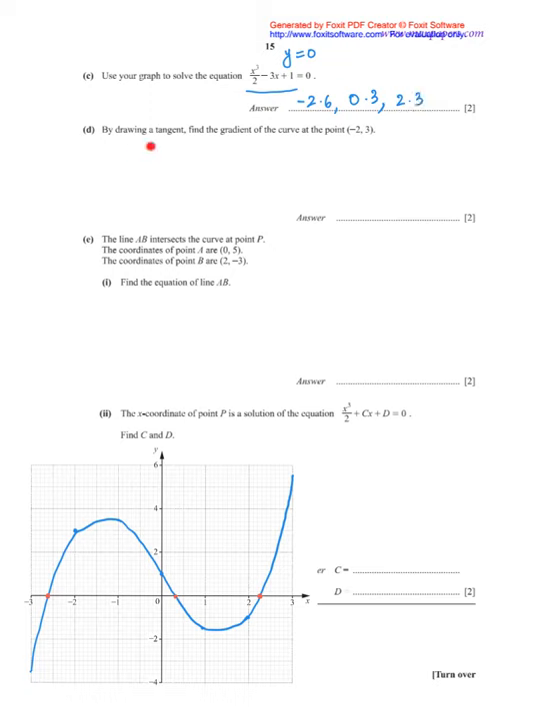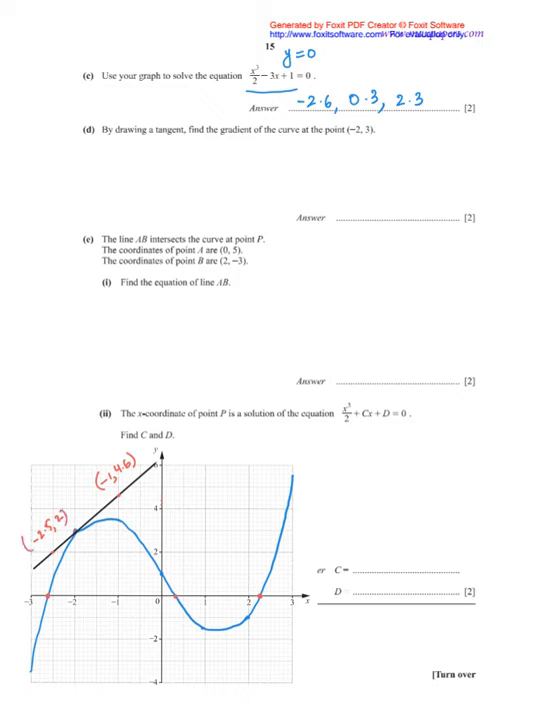Next part, it says by drawing a tangent find the gradient of the curve at point minus 2 and 3. So first let me highlight the point minus 2 and 3, so that is my point. I need to draw the tangent at this point. So I have drawn the tangent, and on that tangent I will pick 2 points. The first point I will pick is this one, with x-coordinate minus 1 and y-coordinate 4.6. For the next point I will pick this one, with x-coordinate minus 2.5 and y-coordinate 2.